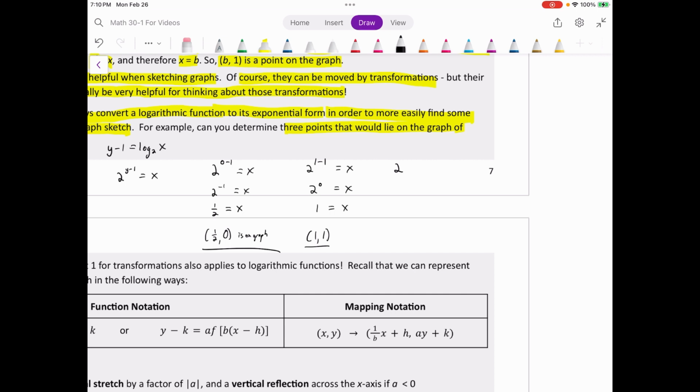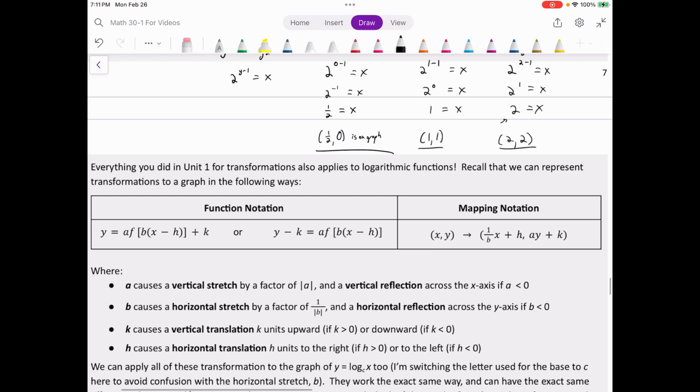So what about when y is 2? We'd have 2 to the power of 2 minus 1 equals x. So 2 to the power of 1 equals x. So 2 equals x. So there's another point. We made y equal 2, and we found that x must have been 2. So 2, 2 is another point on our graph. And we could keep going. We could do 2 to the power of 3 minus 1 is x for this equation. So 2 squared equals x. So 4 equals x. So another point on our graph is that when x is 4, y is 3. And onward and onward.